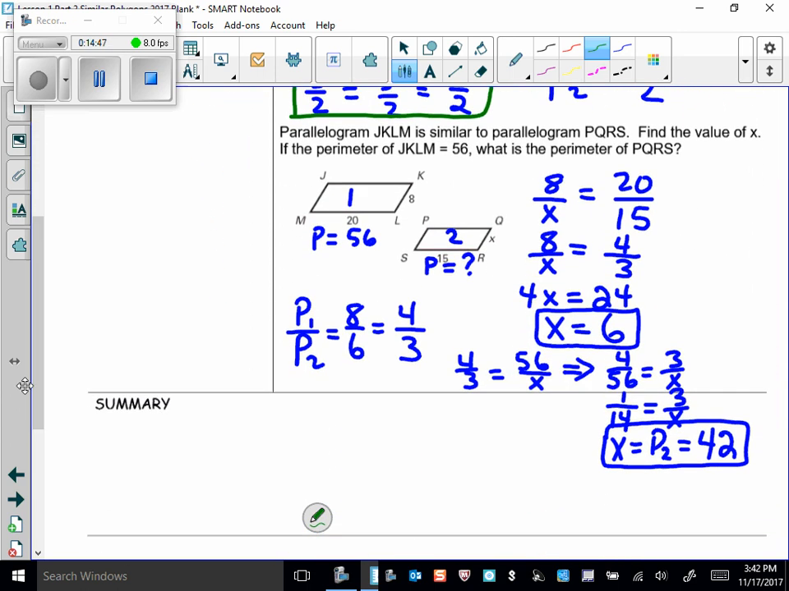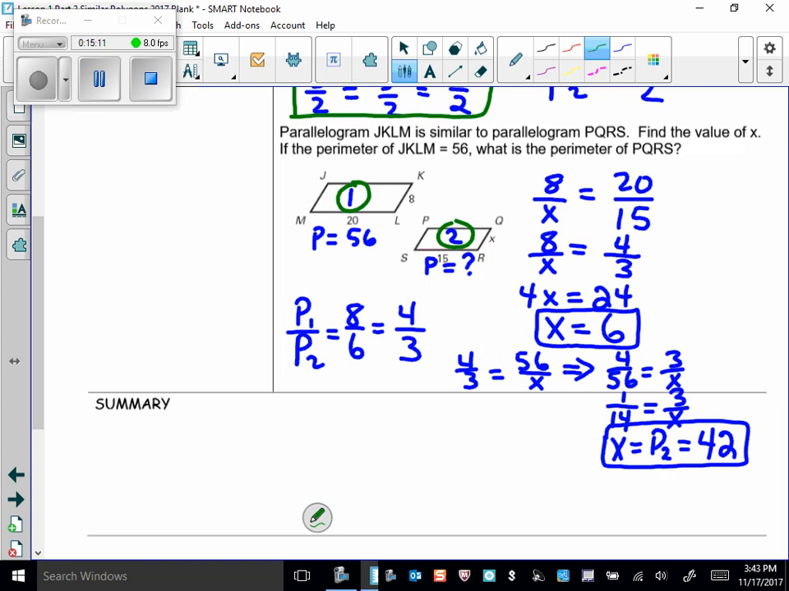Okay, how about the last one here? They tell us that parallelogram JKLM is similar to parallelogram PQRS. Okay, and I just called JKLM parallelogram 1. I called this one number 2. And it says find the value of x. So of course I'm going to set up a proportion with corresponding side ratios to do that.